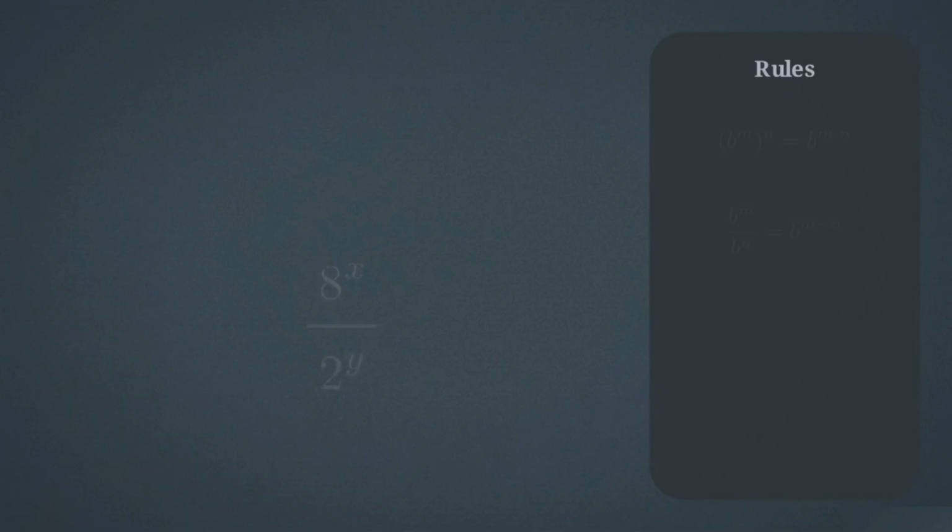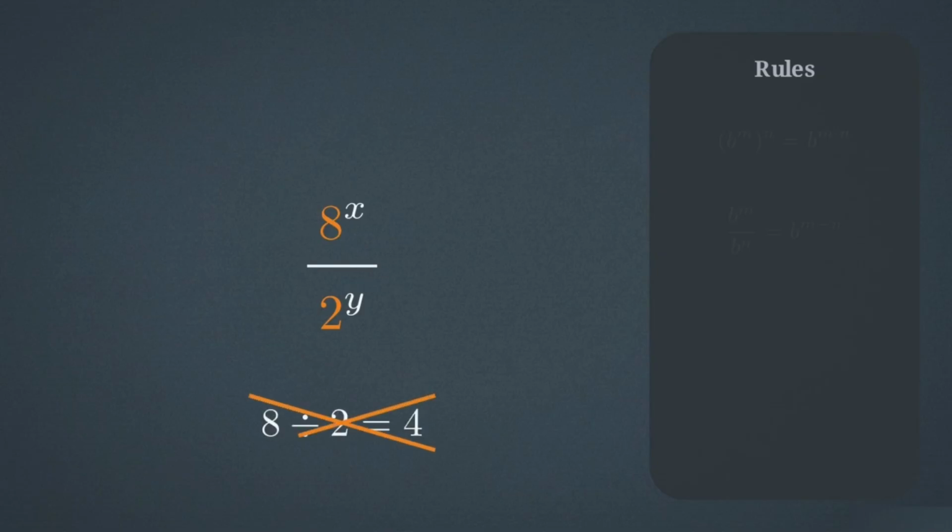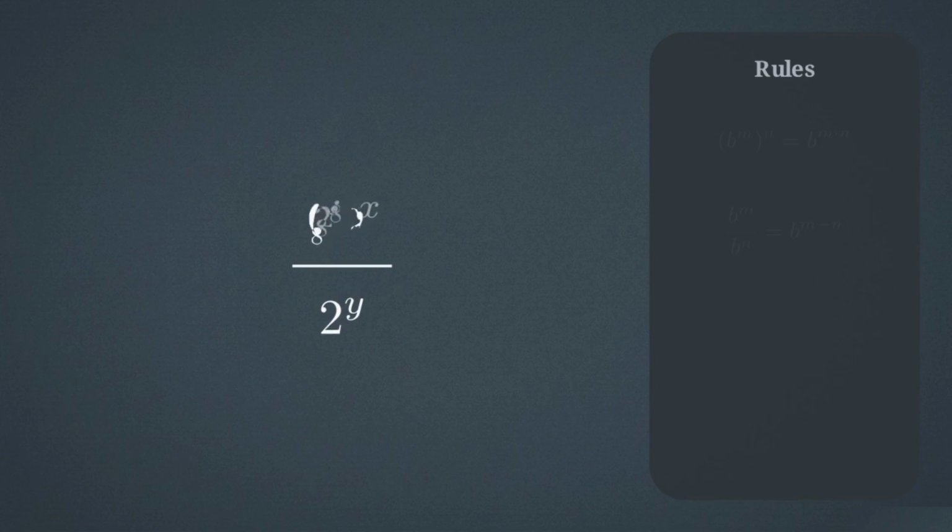Looking at our target fraction, our immediate obstacle is the bases don't match. 8 on top, 2 on bottom. It might be tempting to divide them to get 4, but because they have exponents, that calculation is mathematically incorrect. To create a common base, we rewrite the 8 as a power of 2. Since 2 cubed is 8, we rewrite it as 2 to the third power.